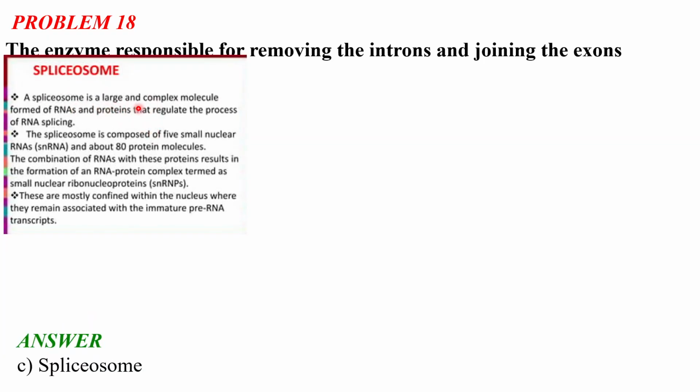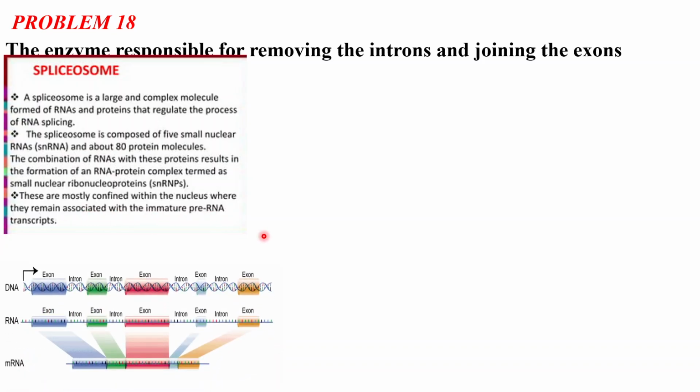So spliceosome is a large and complex molecule formed of RNAs and proteins that regulate the process of RNA splicing. It is composed of 5 smaller nuclear RNAs and about 80 protein molecules. The combination of RNAs and these proteins results in formation of an RNA protein complex termed small nuclear ribonucleoproteins. These are mostly confined within the nucleus where they remain associated with the immature pre-mRNA transcripts.